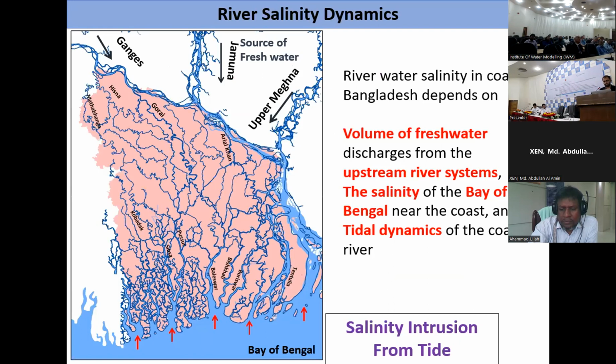This is the river salinity dynamics. The freshwater flow of the Ganges, Jamuna and Upper Meghna rivers pushes the salinity downward, and the tide from the sea pushes the salinity upward. So these two forces, freshwater flow and tide, determine the salinity level in the complex river system of Bangladesh.